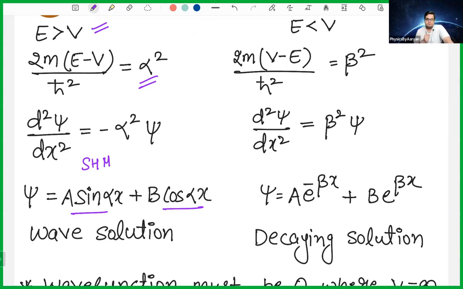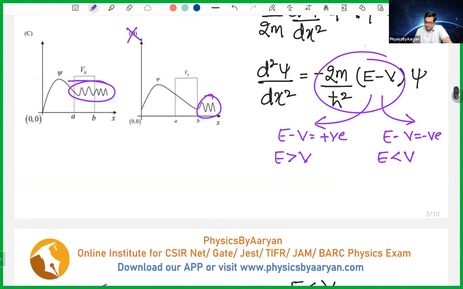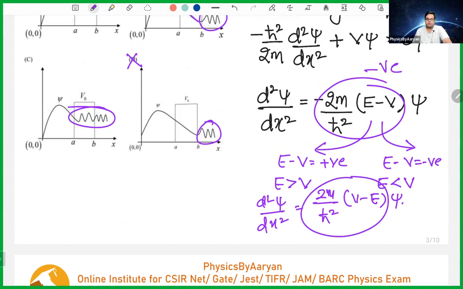So whenever your energy is greater than the potential, E greater than V, the solution should be a wave. It should be oscillating. On the other hand, if your energy is less than V, then this thing itself is negative, and negative and negative should become positive. So let's make it positive. How can I make this positive? I can just take negative common. So I will get 2m by h cut square (V minus E) into phi, and here we have d square phi by dx square. Now this entire thing is positive.